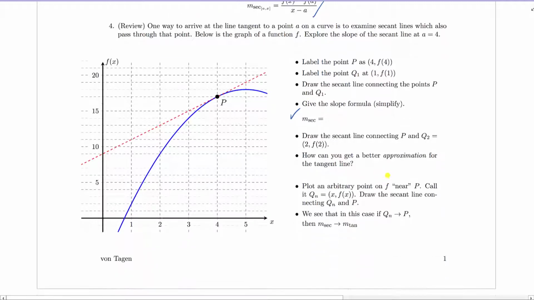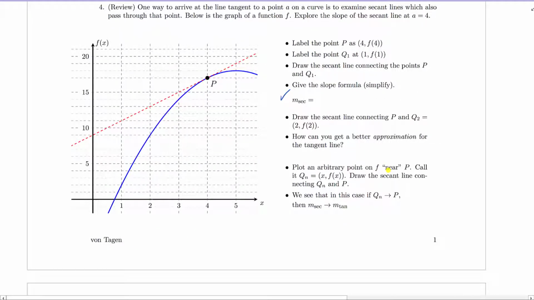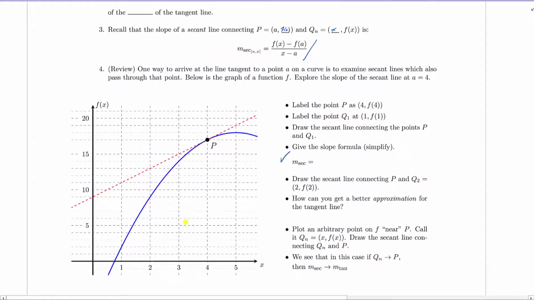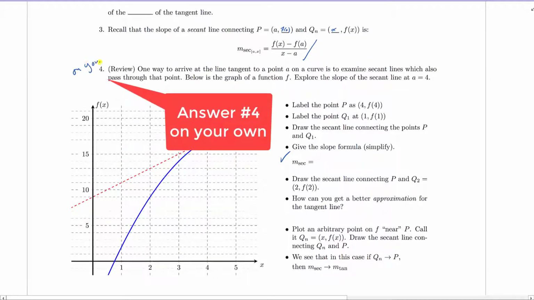Everything else is basically me stating just some very simple directions here. So please do number 4. This is on your own. So I guess let's clarify this. This is on your own.